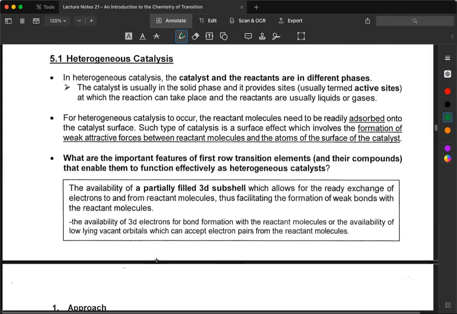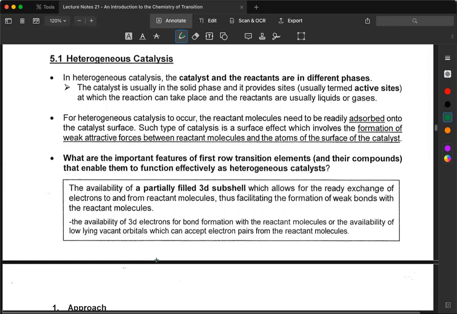Now, because of the partially filled 3d subshells, they allow for ready exchange of electrons to and from reactant molecules, which facilitates the formation of weak bonds with the reactant molecules. So the availability of the 3d electrons for bond formation with the reactant molecules, or the availability of low-lying vacant orbitals, allows them to accept electron pairs from the reactant molecules.